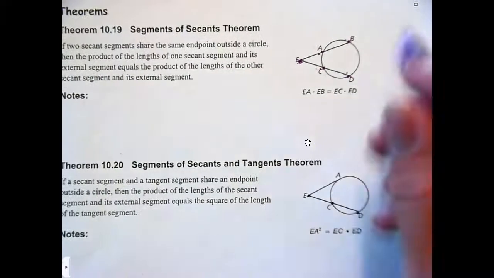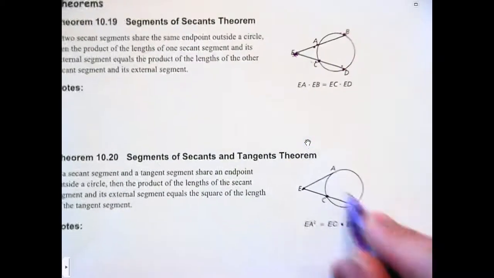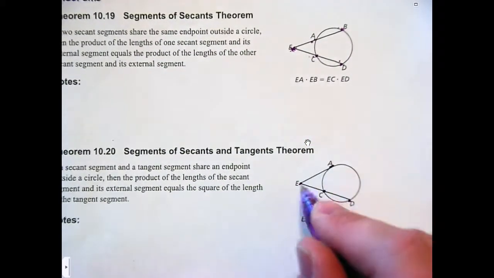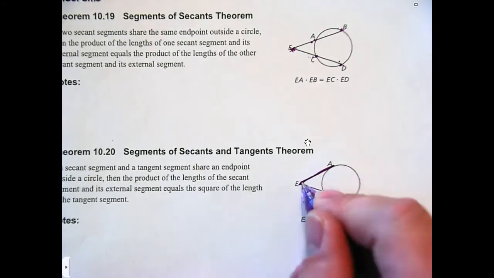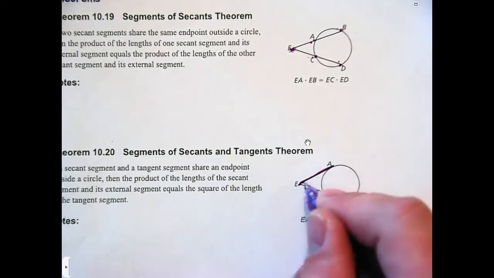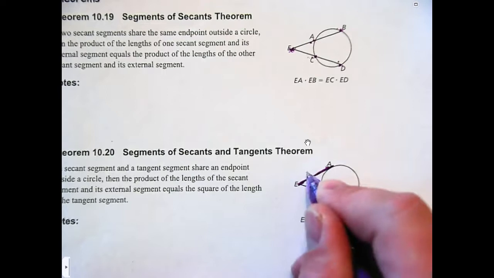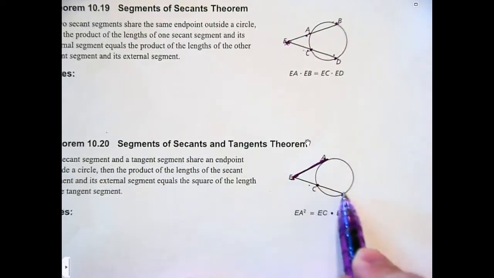Now if we were to extend this segment, lift it upwards a bit until it hits there and becomes a tangent segment, well, now we take the tangent segment times itself. So we say EA to the second power, so EA times EA is equal to EC times ED.